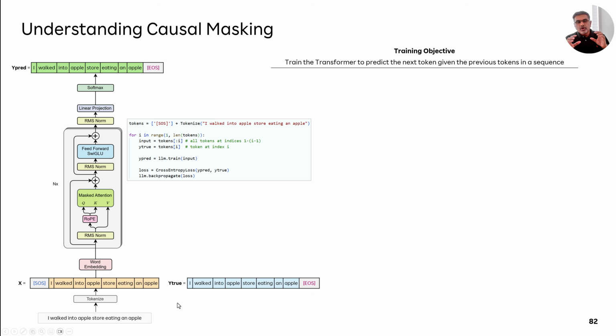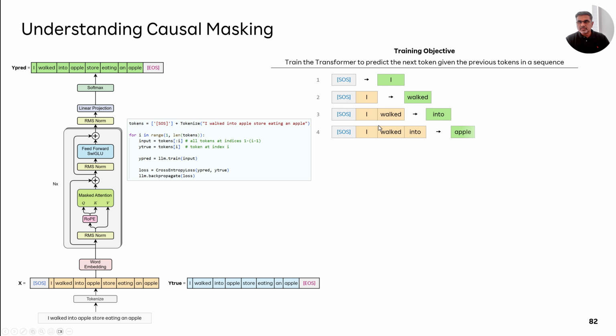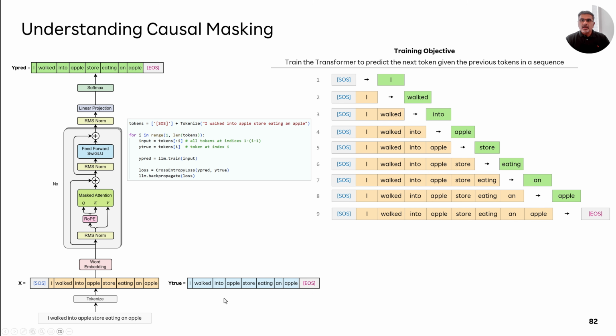So what we want to mimic is, while I'm giving you all the words in the input, I don't want you to actually see the words that come after the current slot at which I want you to make the prediction. So I'm going to give you SOS, I want you to predict I. If I give you SOS and I, you predict walked. If I give you SOS, I walked, you predict into, and so on. So I have to make sure that the transformer does not see or peek into the future.